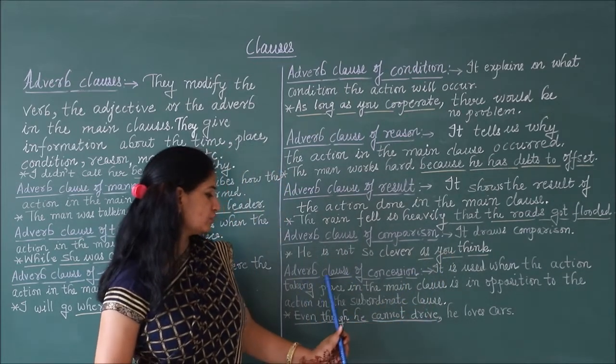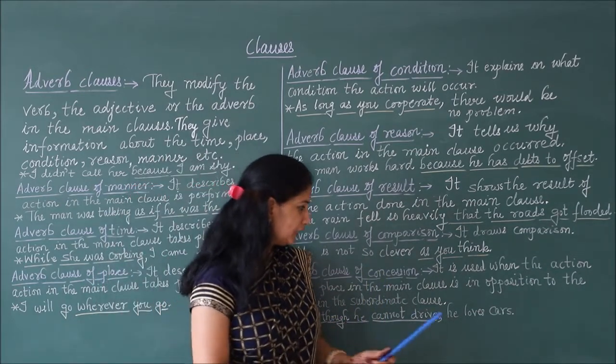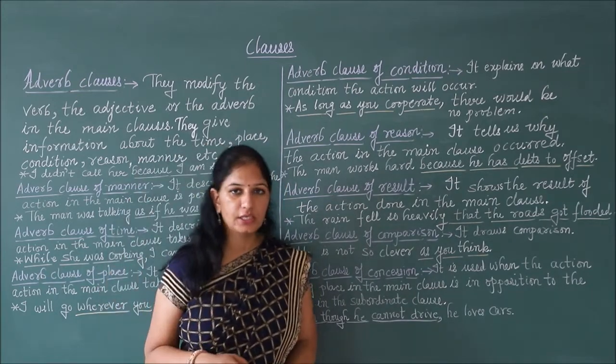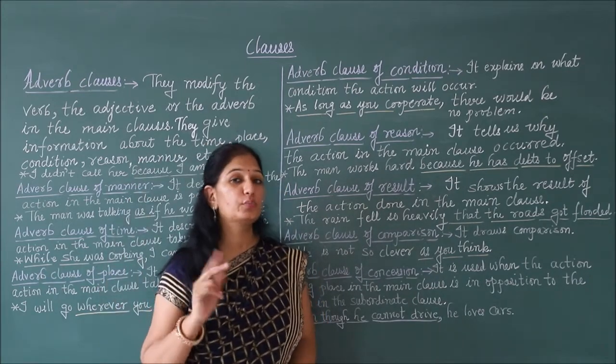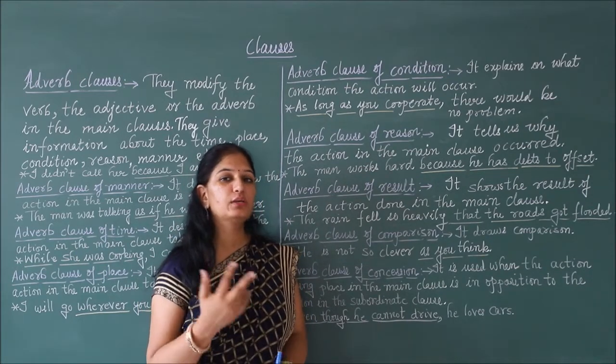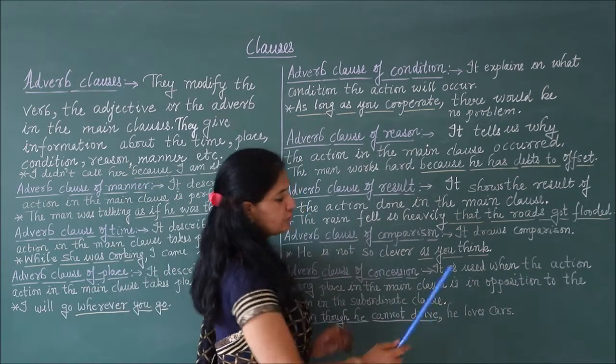Next is adverb clause of concession. It is used when the action taking place in the main clause is in opposition to the action in the subordinate clause. Both the actions are in opposition. Main clause action and subordinate clause action, they will be in opposition. So, even though he cannot drive, he loves cars.